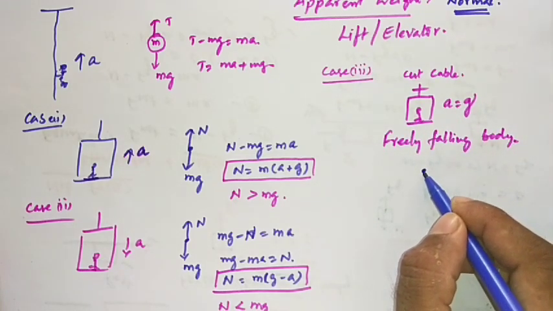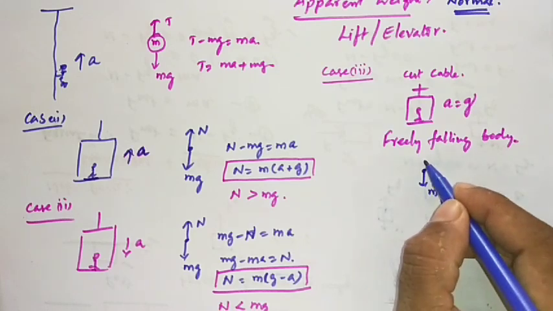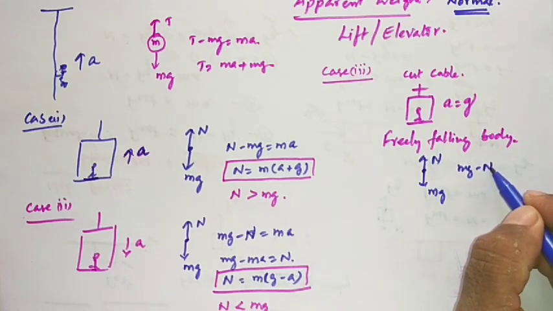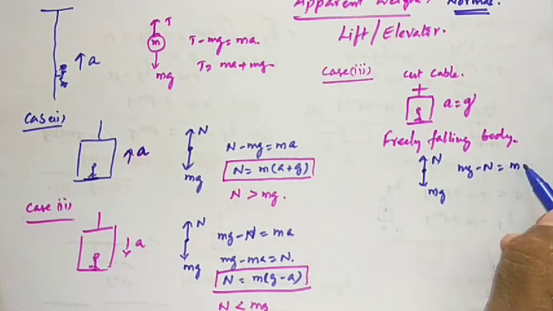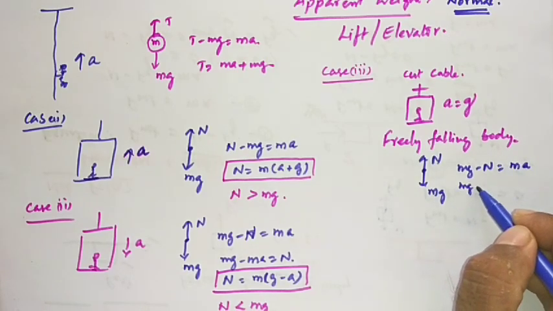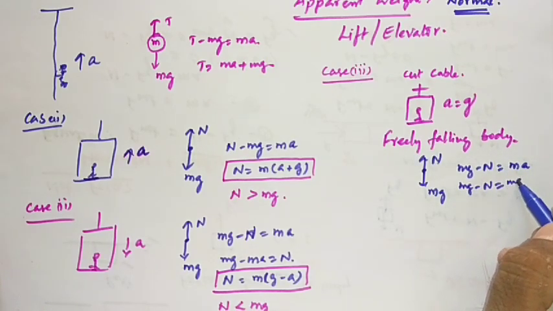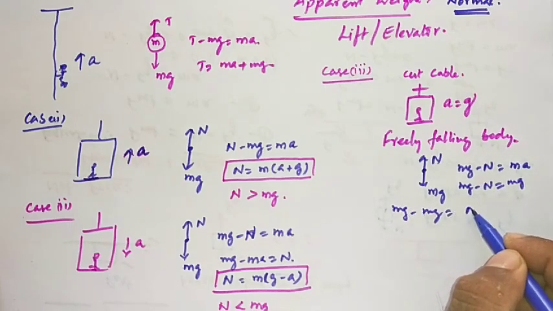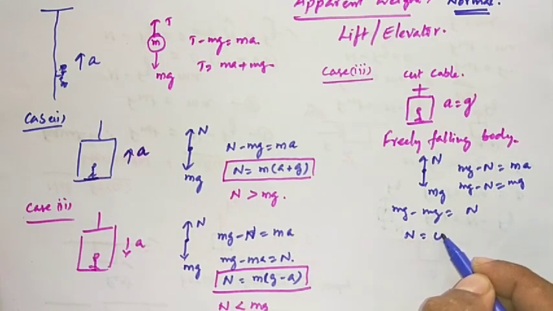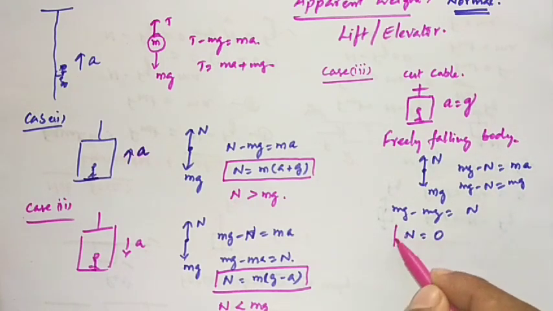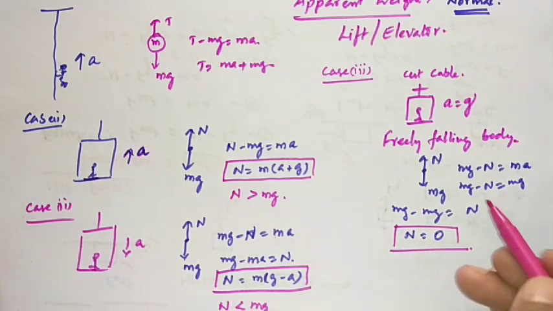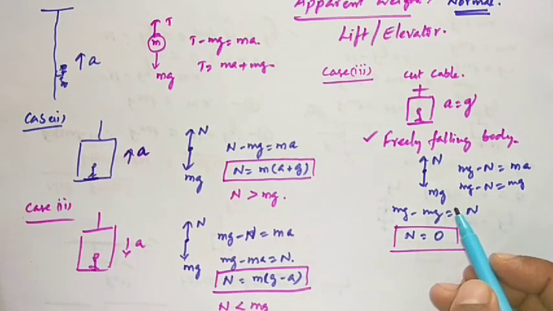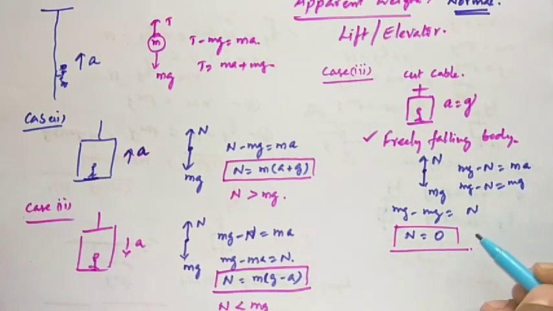Now if you draw the free body diagram for the man, again two forces, mg and a normal force. As it is coming down, mg minus N is equal to ma, and a is equal to g. Therefore mg minus mg is equal to N. From this, N is equal to 0. Therefore the apparent weight of the person or any object is 0 when it falls freely. Remember, this is an important thing. The apparent weight of a freely falling body is 0.